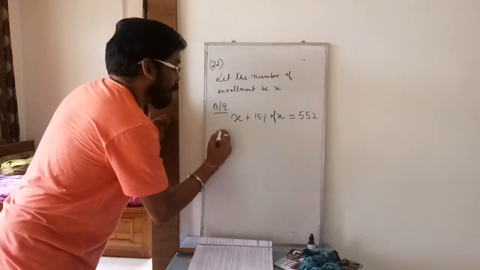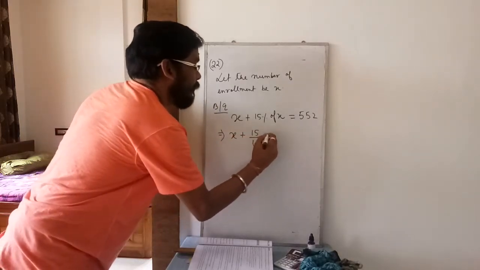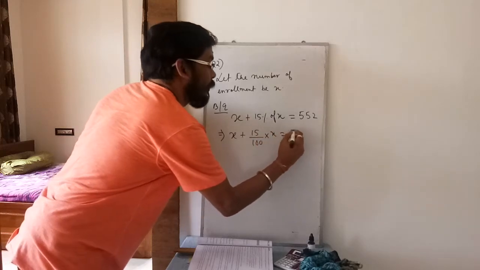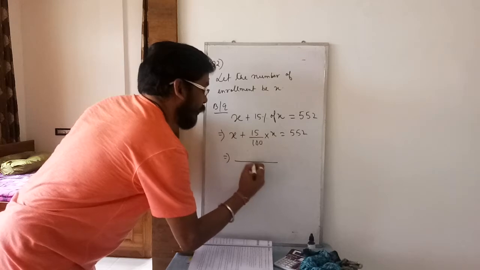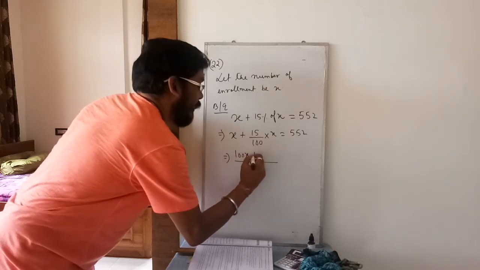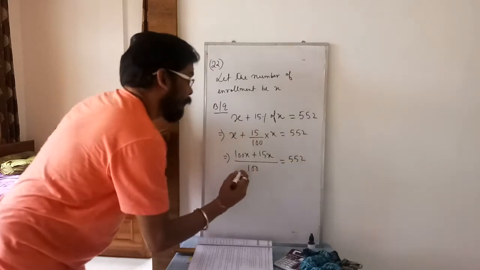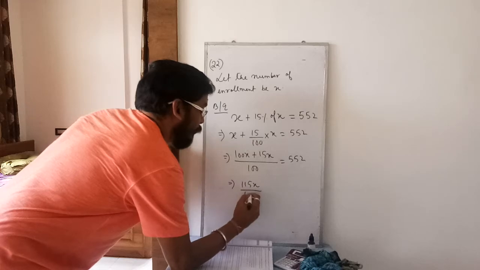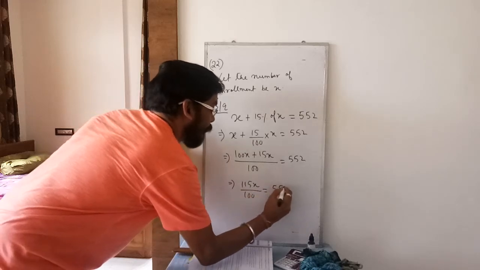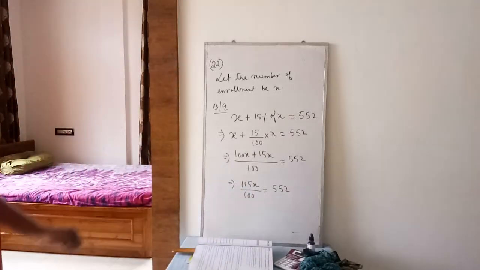So I have to solve it now. X plus 15% means 15 by 100 into X equals 552. I will take LCM as 100. So it is 100x plus 15x equals 552. So what you got? 115x by 100 equals 552. Okay, you can take the screenshot. I'll rub the upper part.